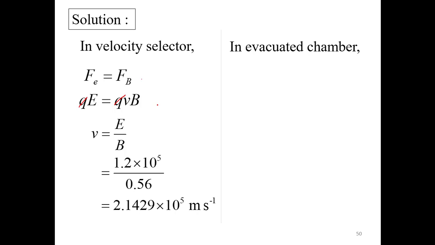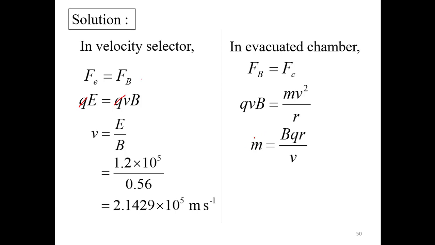Then we go to the evacuation chamber. Here we only have one field, that is the magnetic field. That's why once the oxygen ion enters this chamber, it will be deflected in a circular path. When the oxygen ion is deflected in a circular path, that means the magnetic force provides the centripetal force. So F_B is qvB, and the centripetal force is equal to mv squared over r. Simplify the equation and make mass the subject, because m is what the question wants you to calculate. So m equals BqR over v.